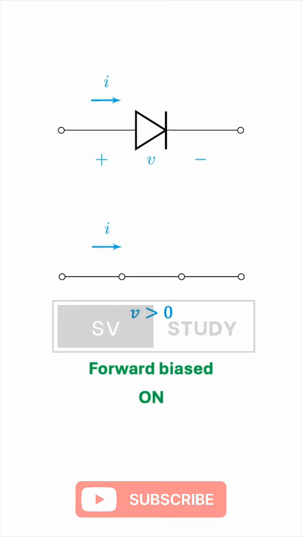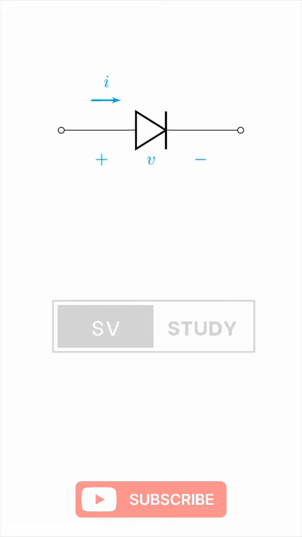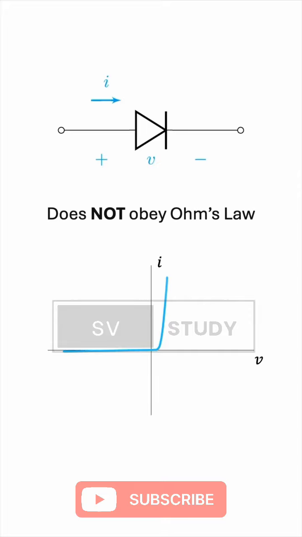If we were to look at a graph of current versus voltage, we would get something like this. Almost nothing when V is negative, but once V starts getting positive, the current increases rapidly. From the graph, we can see that the diode is a non-linear device. In other words, it does not obey Ohm's law like a resistor does.